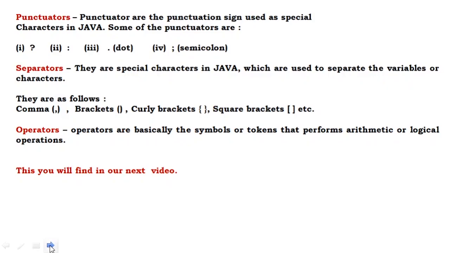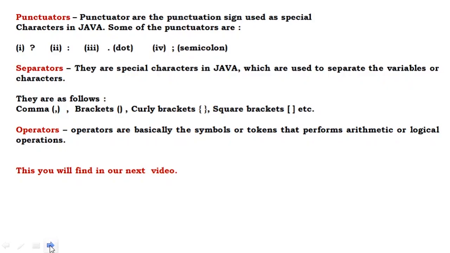The next comes your separators. They are special characters in Java which are used to separate the variables or characters. They are as follows: comma, circular brackets, curly brackets and square brackets, etc. And these are used frequently while you frame certain statements.